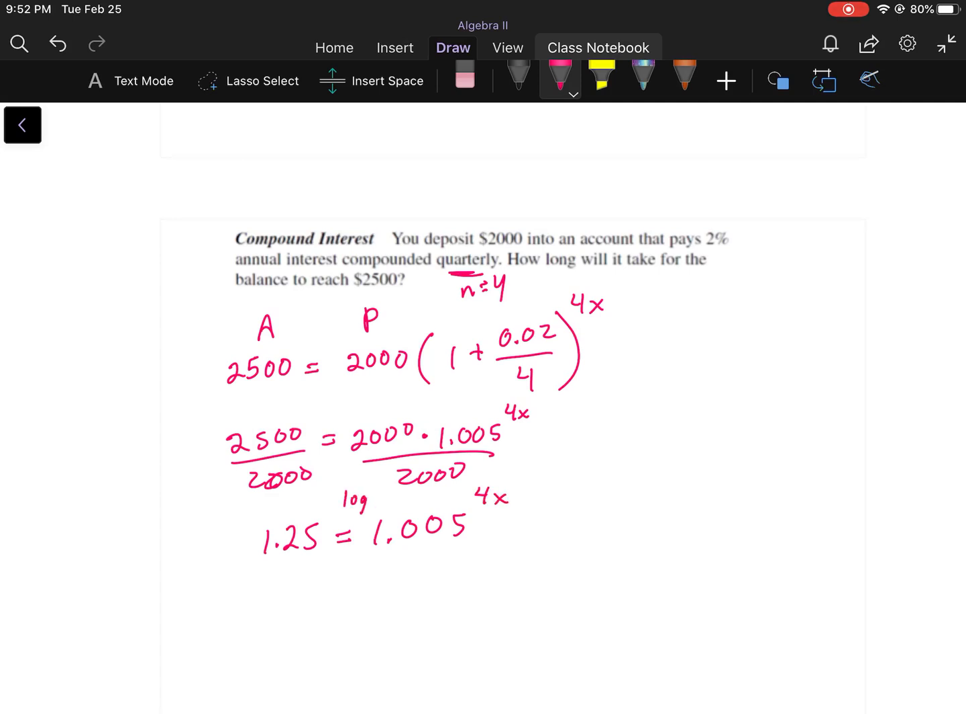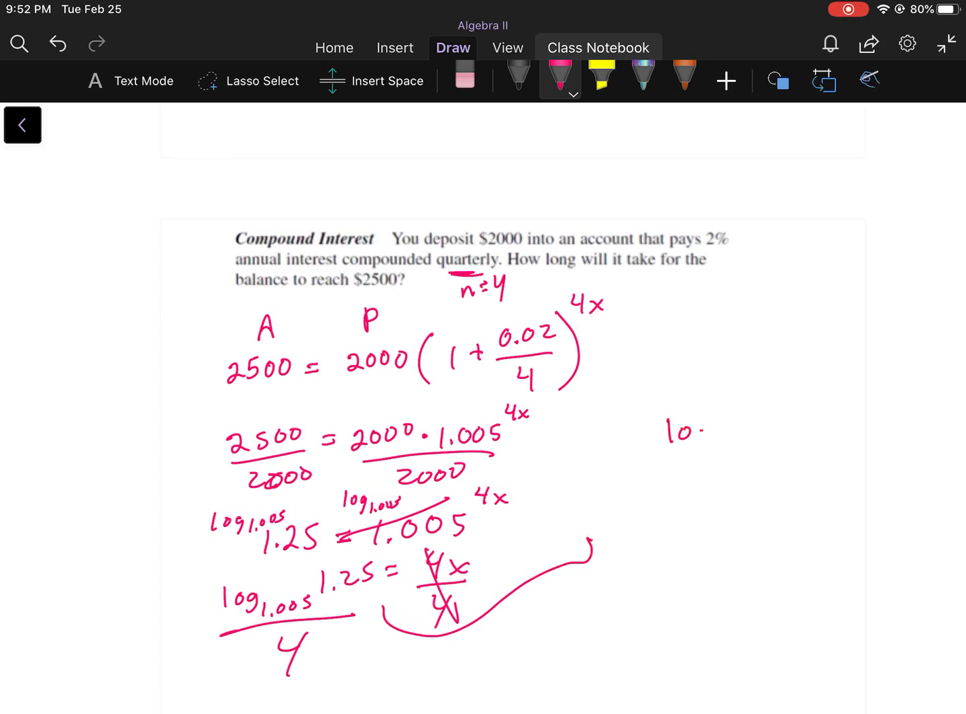And as strange as it sounds, I'm going to take log of 1.005 and log of 1.25. Yeah, sounds gross. But log of 1.005 on one side, and log of 1.25 on the other, and that will leave me with just 4x. Take that divided by 4. So this I would actually take into my calculator: log base 10 of 1.25 divided by log base 10 of 1.005. So log 1.25 divided by log 1.005.